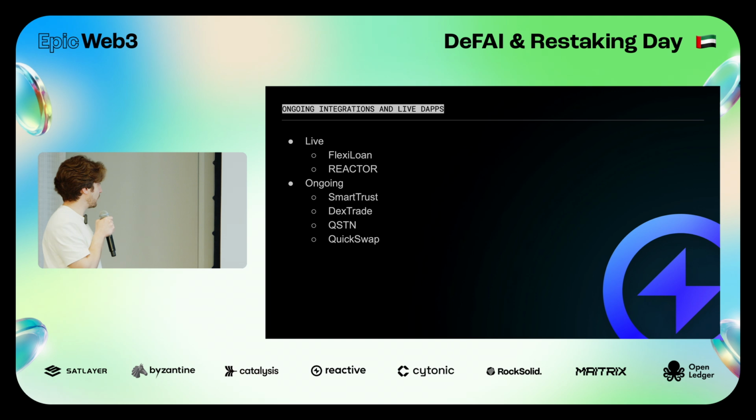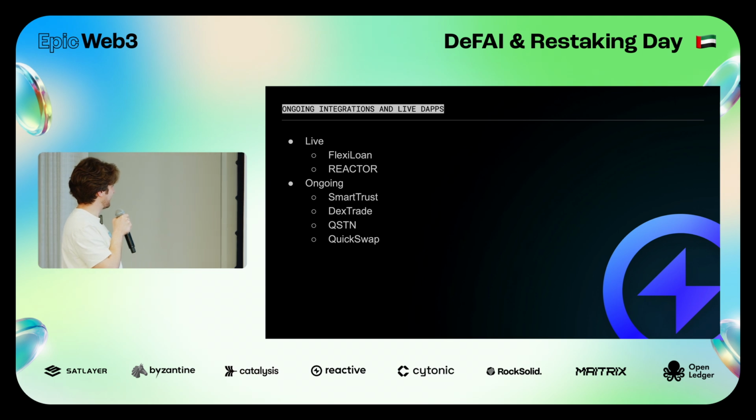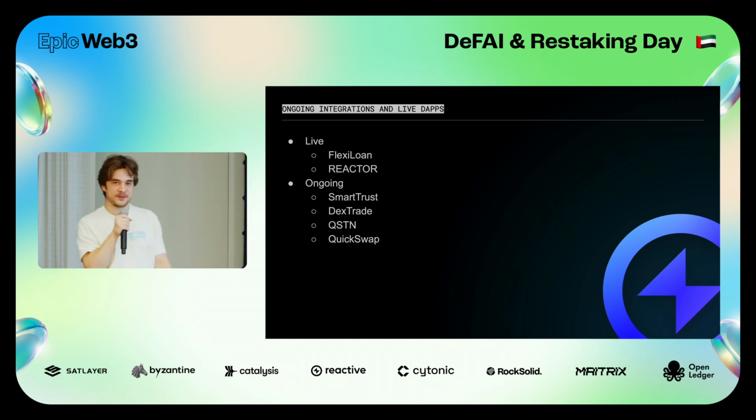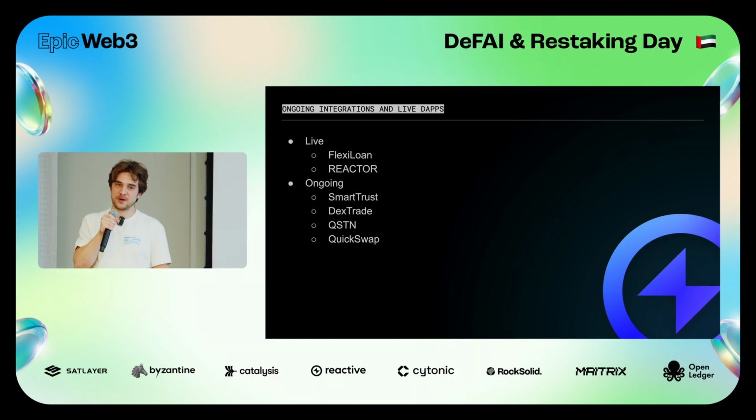And currently we're having some more integrations with Smart Trust, where they monitor the activity of different counterparties, and there's adjudicators which make sure that the work has been done. I'm not sure I'm explaining this correctly right now, so I'll just skip to the next one. So there's also QSTN, where they distribute the rewards, and they want to monitor which party got how much rewards and build a leaderboard based on that.